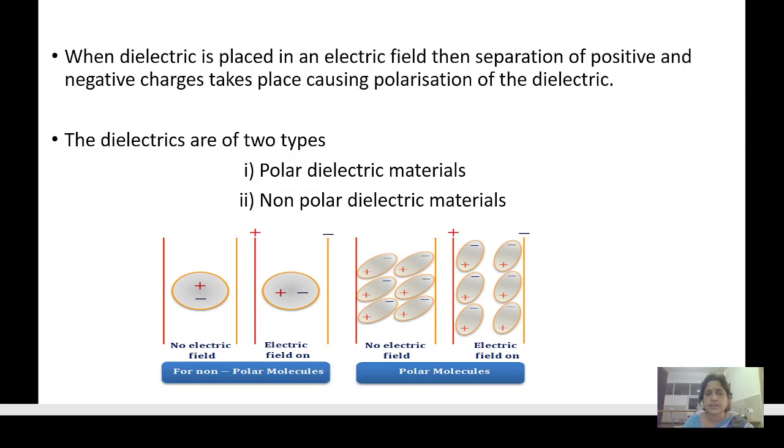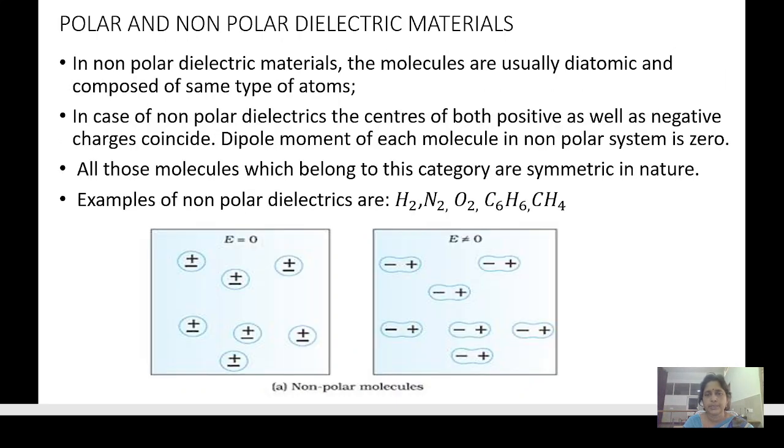The dielectrics are of two types: polar dielectric materials and non-polar dielectric materials. In this diagram, we see polar molecules and non-polar molecules. In polar molecules, dipole moments already exist, with a positive charge and a negative charge. They maintain the dipole moment, but in non-polar molecules, there is no dipole moment between these two charges. First, we go to non-polar dielectric materials.